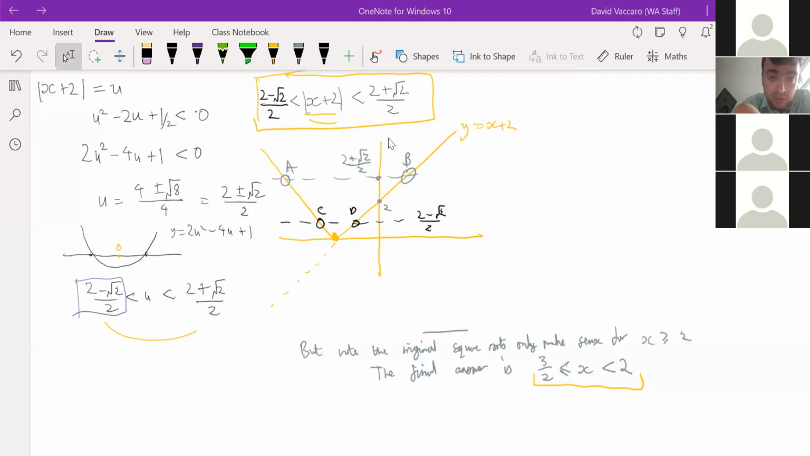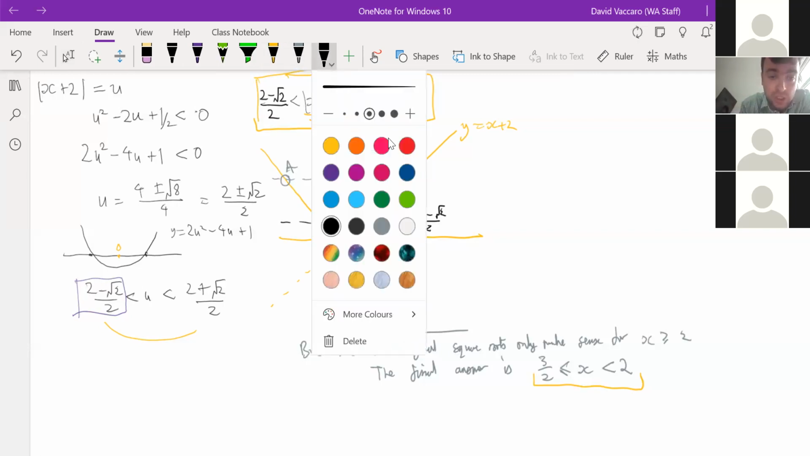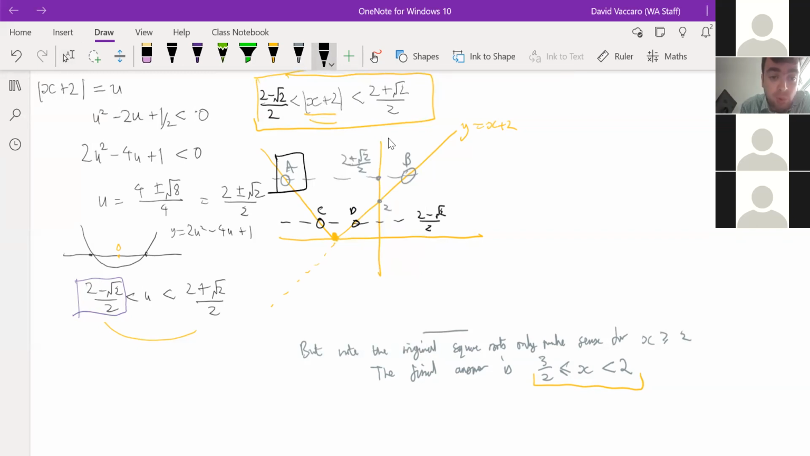So just to clarify what I want you to do in the chat, for part A, to find point A, can people put into the chat the equation that you would need to solve in order to find the x coordinate of point A?